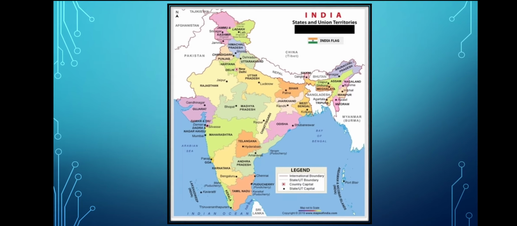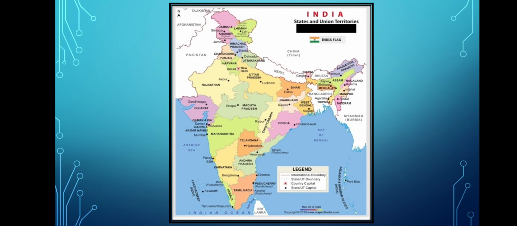These types of maps you can also get in your map book or in the school atlas, or on the internet it is also available. From there you can also take help and you can practice at home.